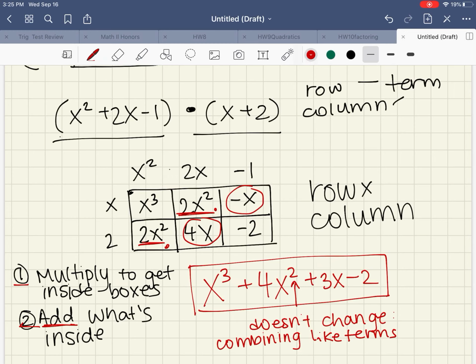There are a lot of homework problems that look just like this, but the main idea is first you multiply to get inside the boxes, and then you add what's inside the boxes together. So this is like plus, plus, plus, plus, all inside the boxes. So hopefully that helps.